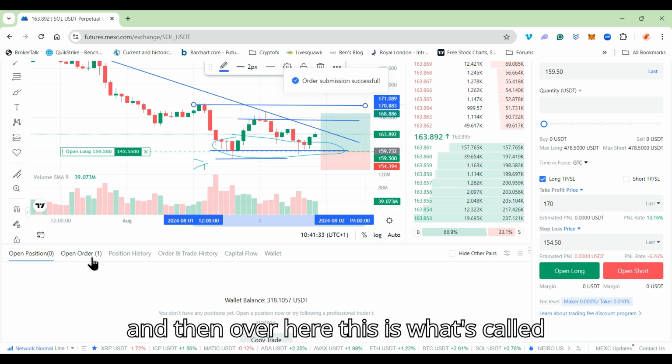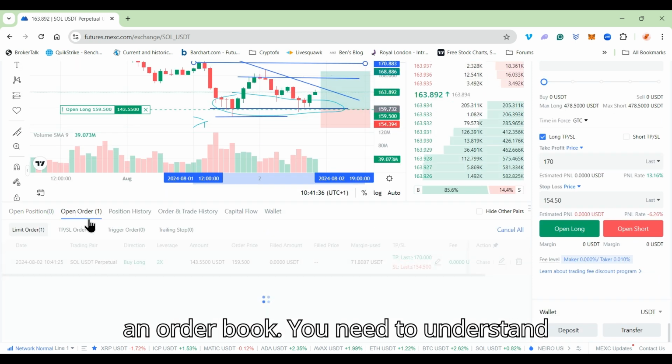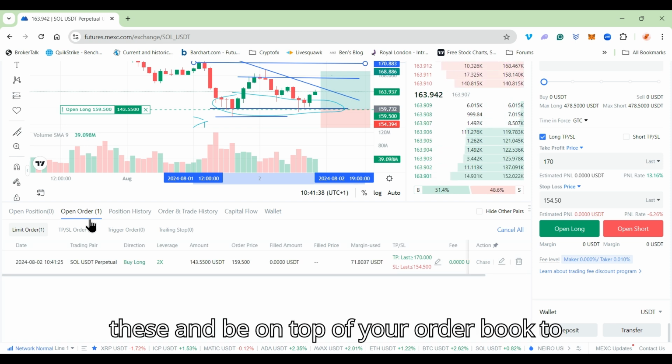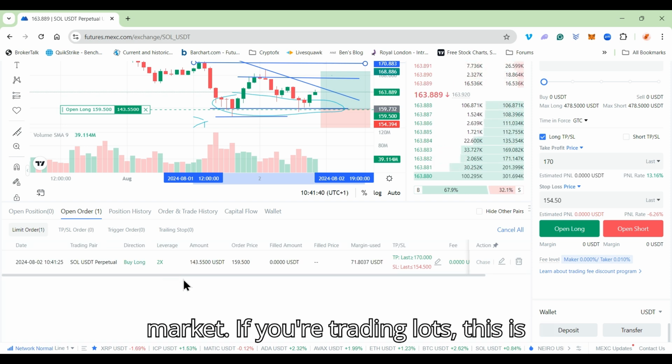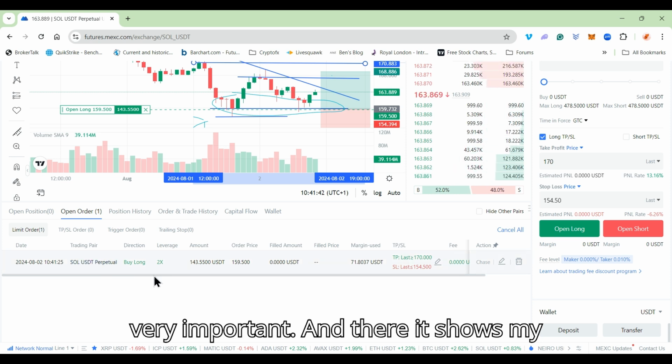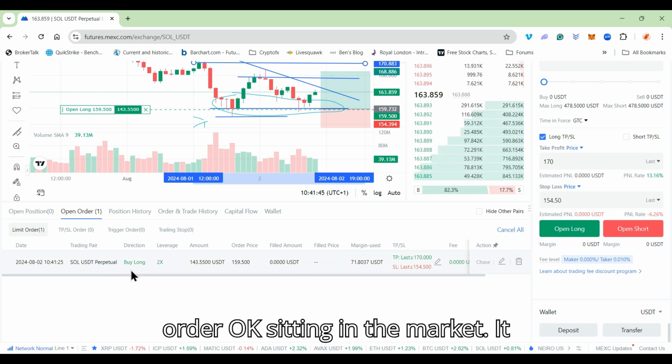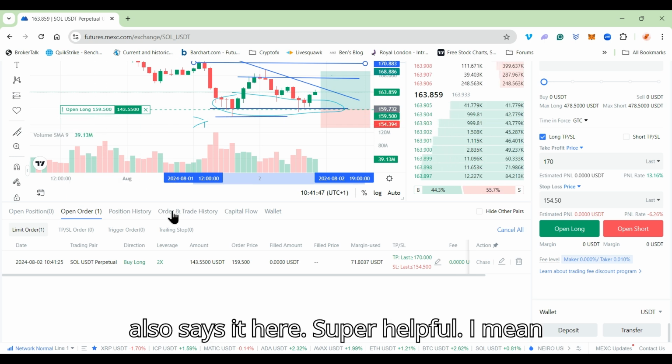And then over here, this is what's called an order book. You need to understand these and be on top of your order book to know what orders you've got in the market if you're trading lots. This is very important. And there it shows my order, sitting in the market. It also says it here.